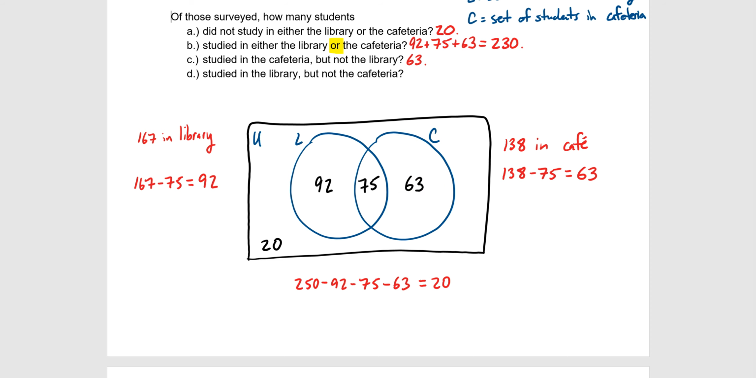And for the last question, I have to rewrite this one real quick. Okay, there we go. I just had to rewrite it because it was the same question as question 2. So question D, how many students studied in the library but not the cafeteria? So for the same reason as the one that we just did, studied only in the library, that's going to be 92. So it is not the overlap, it's only the library. Okay, so that answers all of these questions.